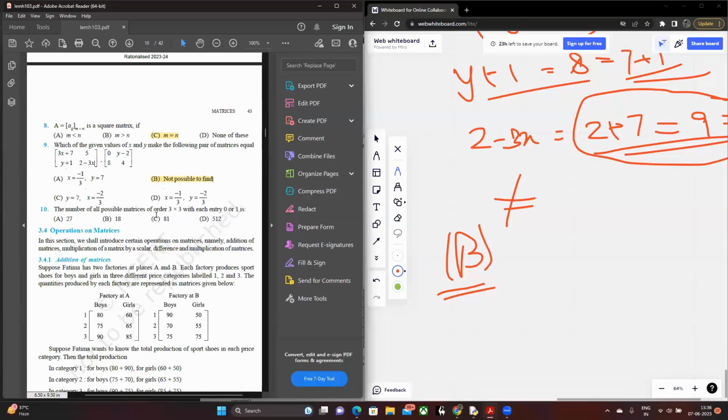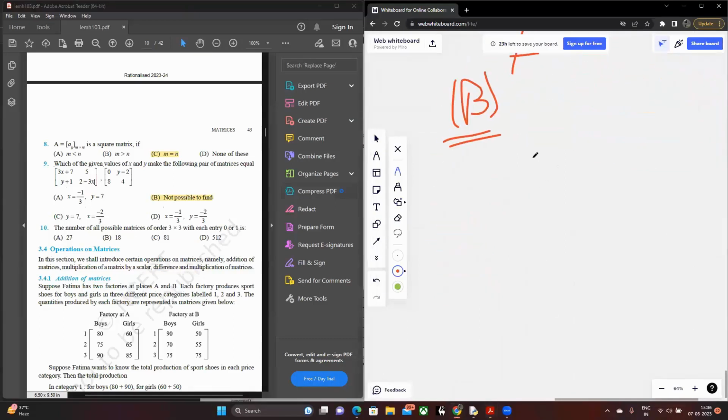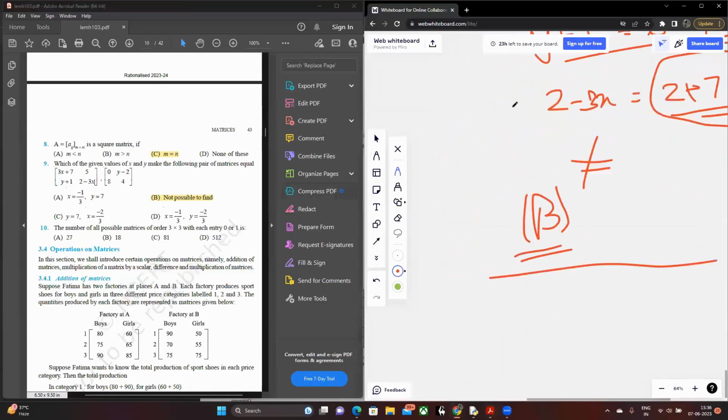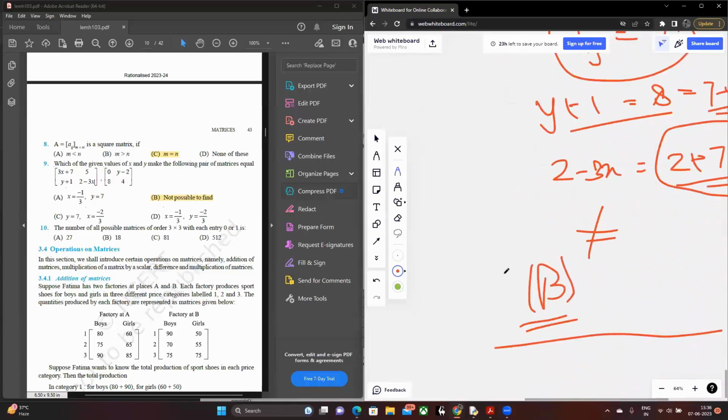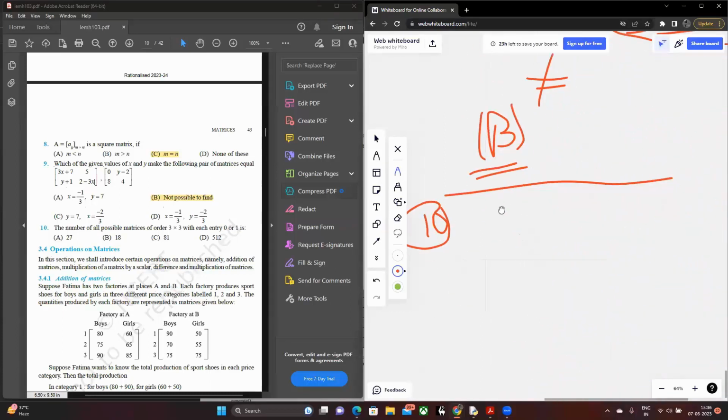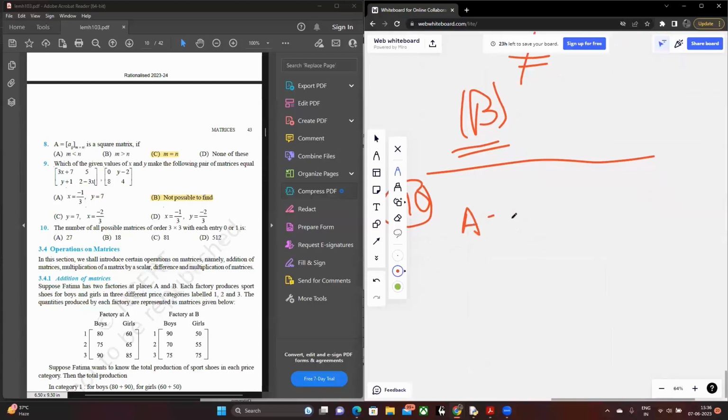The number of all possible matrices of order 3 cross 3 with each entry either 0 or 1 is. So for question number 10, okay, this is question number 9 and this is question number 10. A matrix of order 3 cross 3 is basically going to have 9 elements. That is a11, a21, a31.